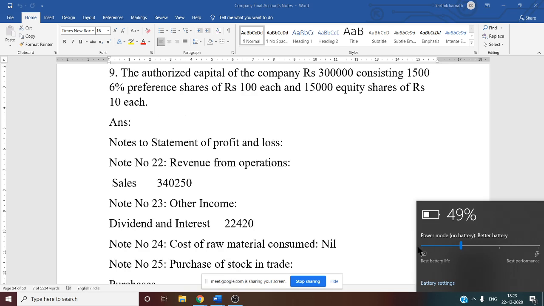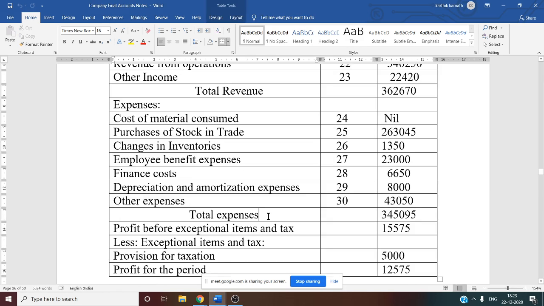See this now. After preparing all the working notes, we have prepared the statement of profit and loss account. Once we prepared the statement of profit and loss account, we got total revenue. Then we got total expense. How to get total revenue? Working note number 22 and 23. If you add, you will get total revenue, that is revenue from operations plus other income. Expenses, that is 24 to 30. If you add, you will get total expenses. So profit prior to exceptional item and tax, that is total revenue minus total expenses.